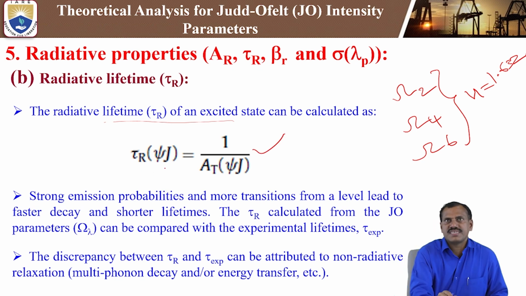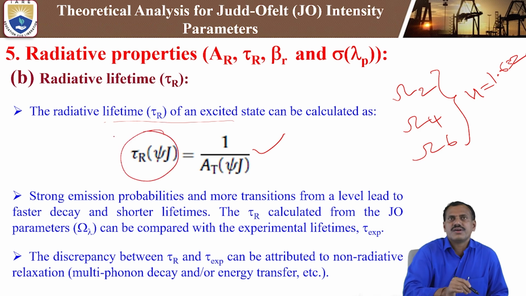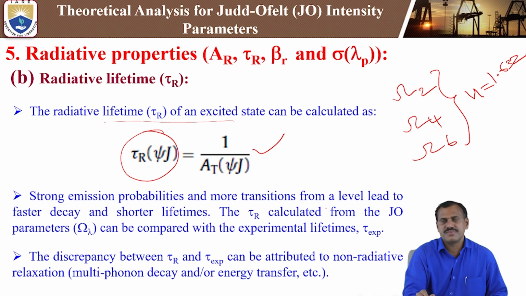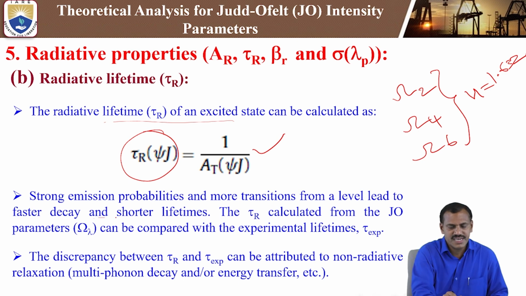Tau R of psi J equals 1 by the sum of A of psi J, where J is the total angular momentum and A is the total radiative transition probability. By taking 1 by the total radiative transition probability, we get the radiative lifetime. Strong emission probabilities and more transitions from the level lead to faster decay and shorter lifetimes.